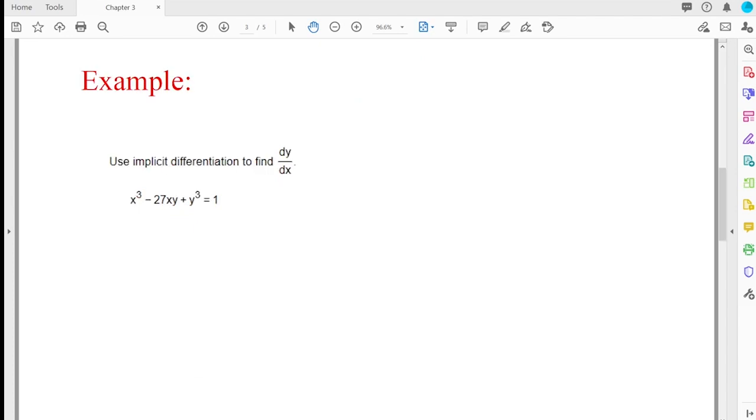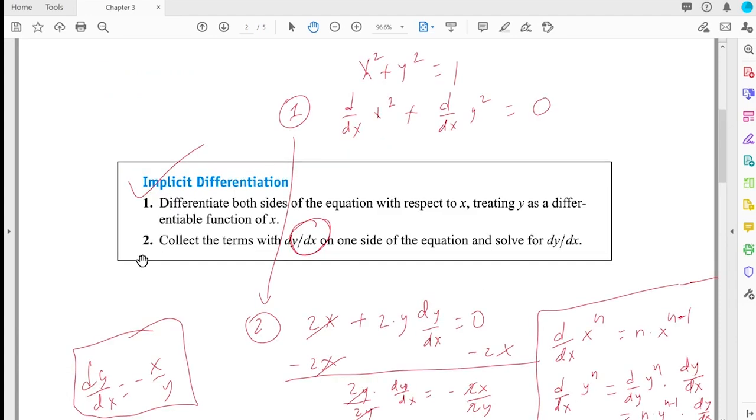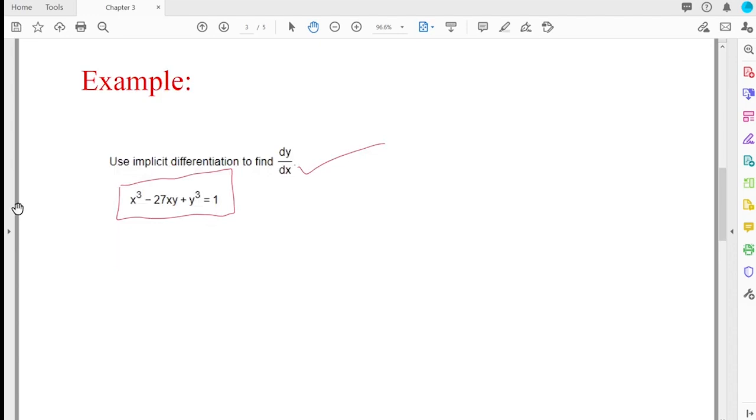Let's do some more examples here. Let's say we have an equation between x and y. This is the equation, and using this equation we want to find the rate of change of y with respect to x. We're going to follow these steps, step 1 and 2. We're going to find the derivative of both sides with respect to x. So differentiate both sides with respect to x.